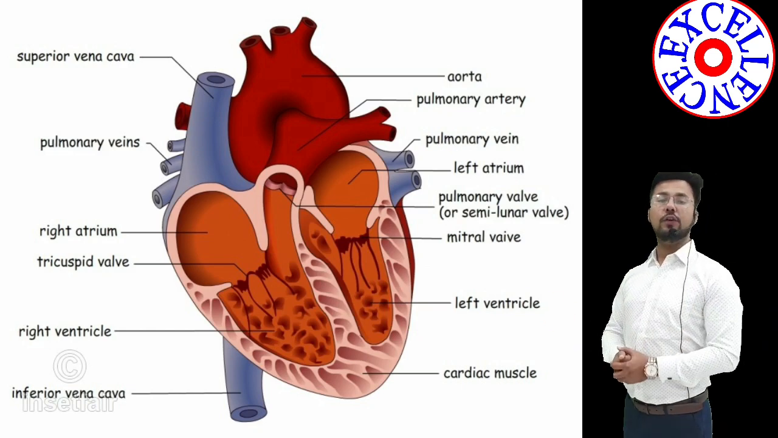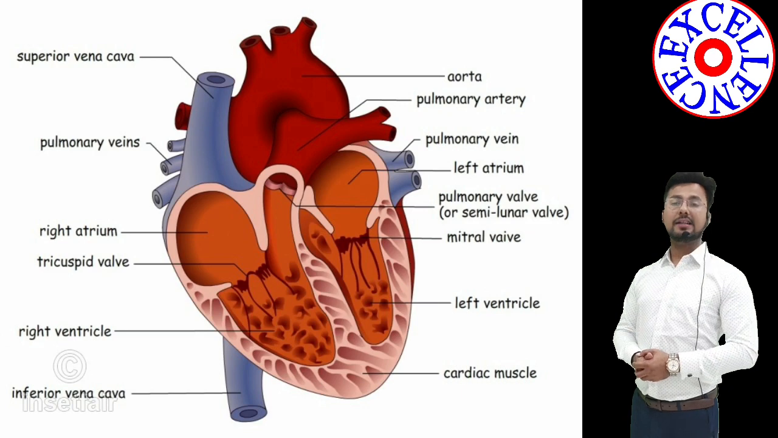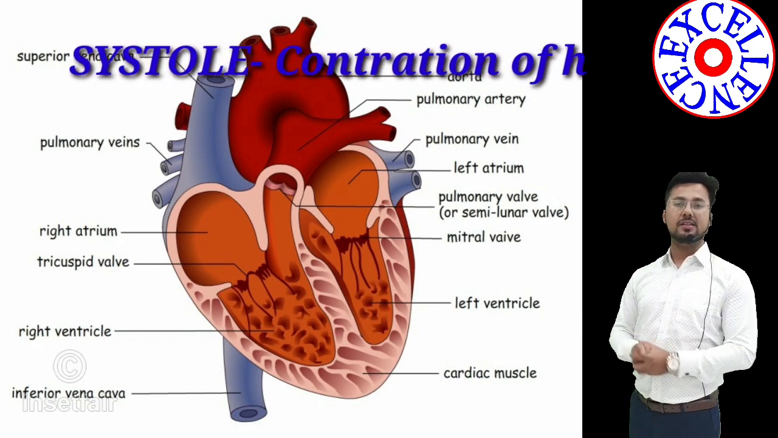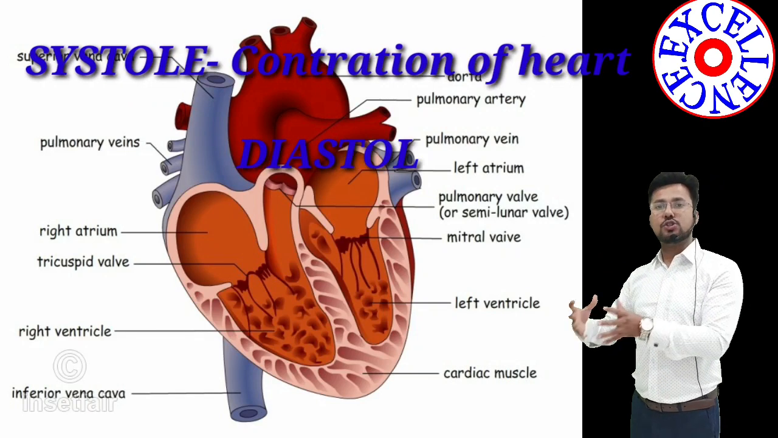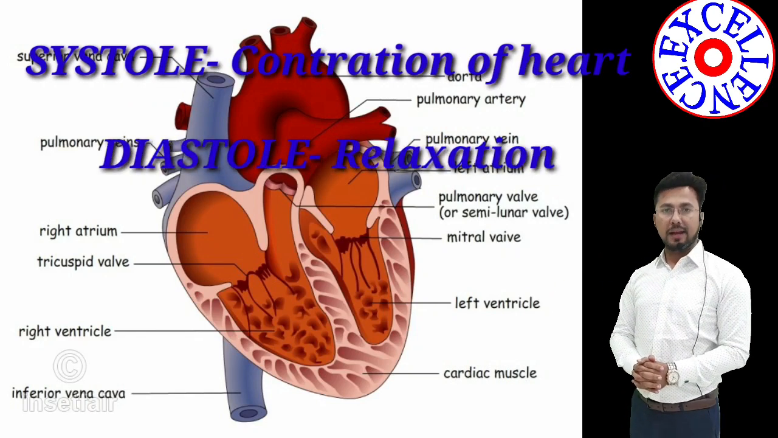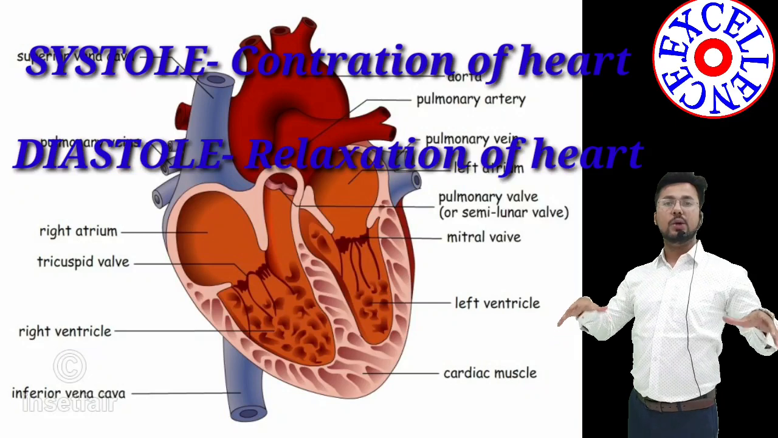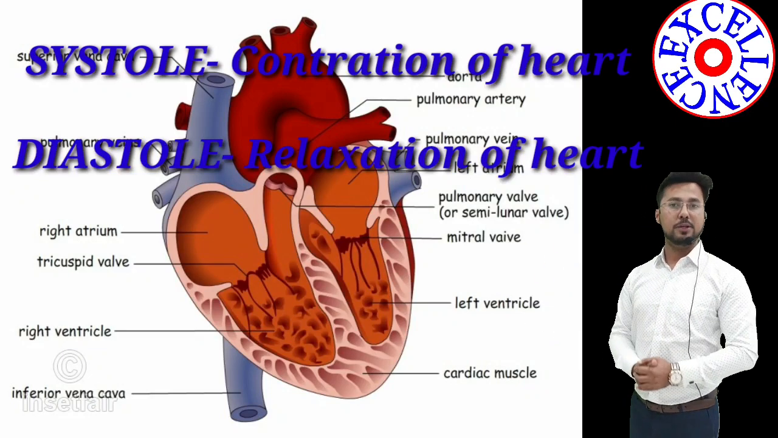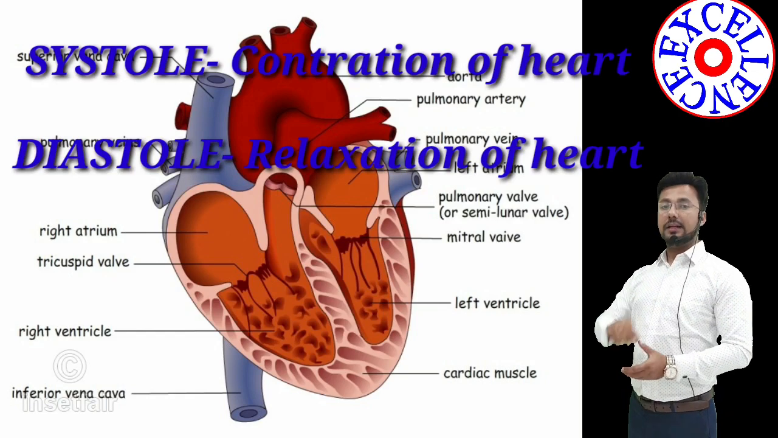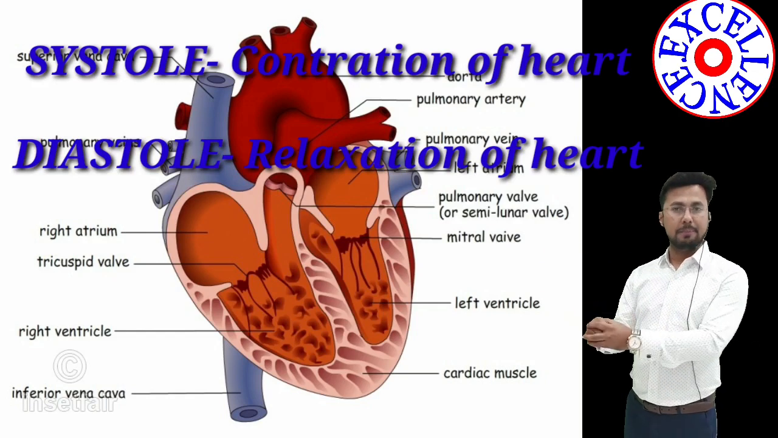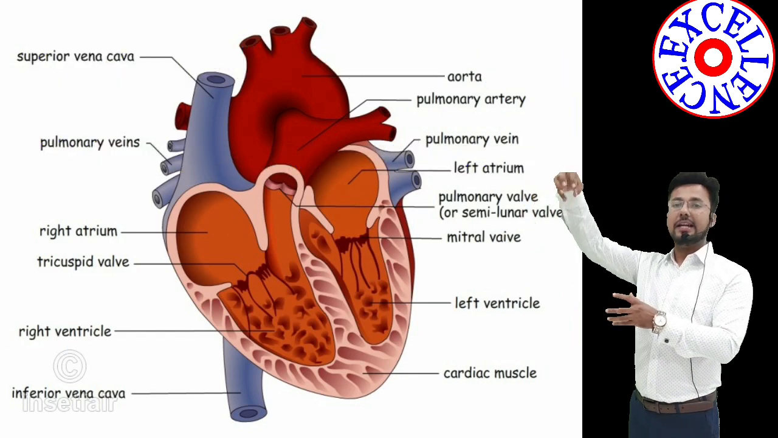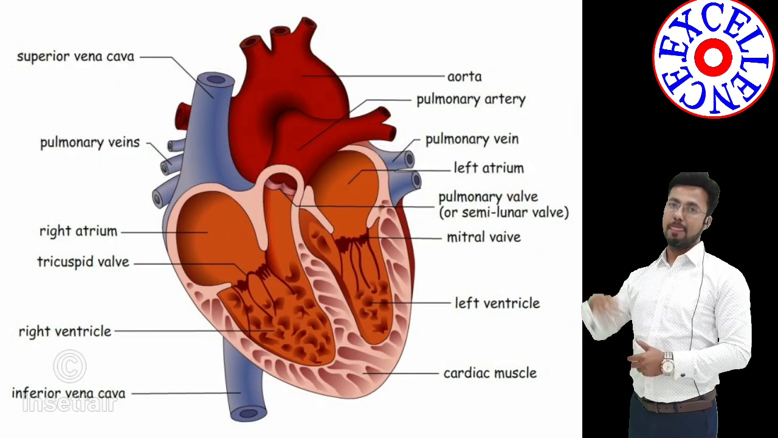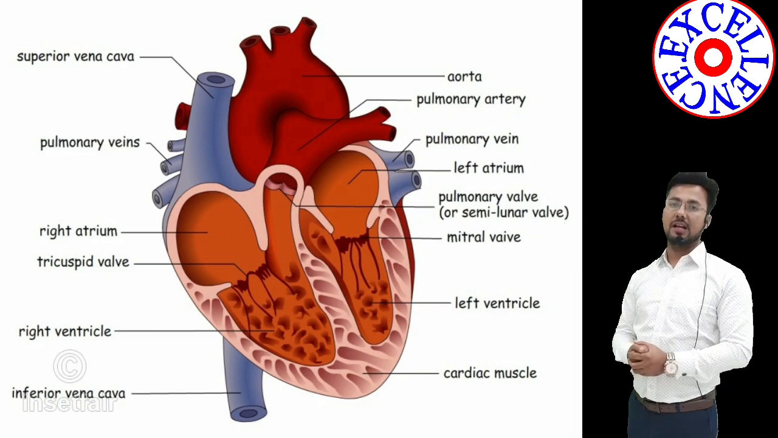So, as far as the working of heart is concerned, heart continuously undergoes contraction and relaxation, which is given the term systole and diastole respectively. The blood from the different parts of the body, which is deoxygenated, comes to the heart for the purpose of oxygenation. The deoxygenated blood from the different parts of the body is collected into the right atrium of the heart with the help of vena cava, the superior and inferior vena cava.